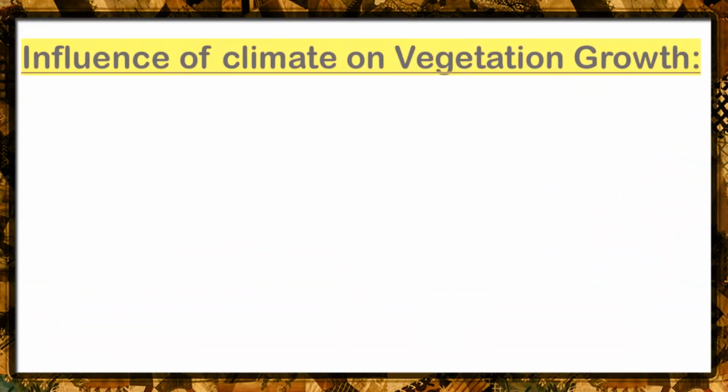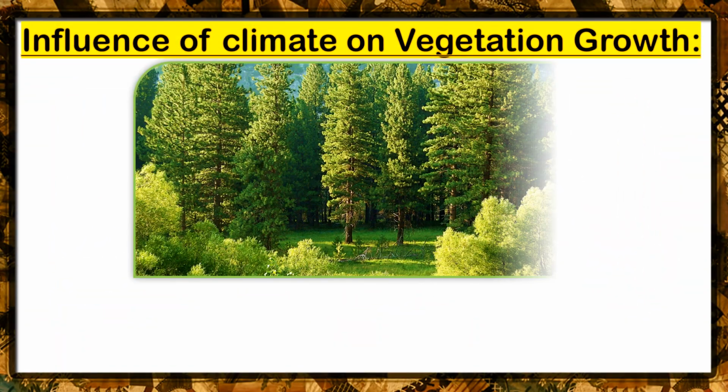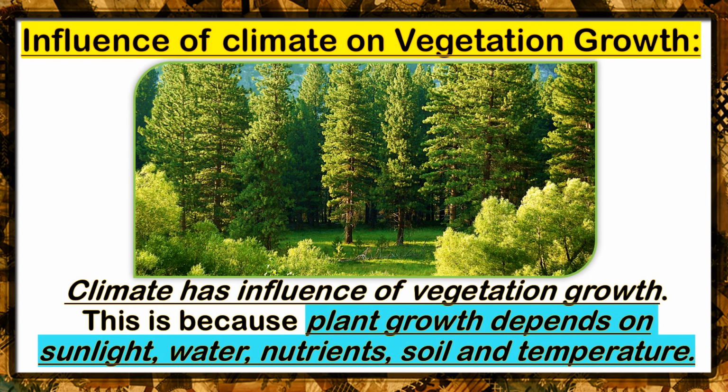Now class, let us study the influence of climate on vegetation growth. Climate has influence on vegetation growth. This is because plant growth depends on sunlight, water, nutrients, soil, and temperature. So if you are in a place near a water source and the temperature is not hot, not cold, and with the presence of sunlight, of course the vegetation is thick like the one here in the picture.